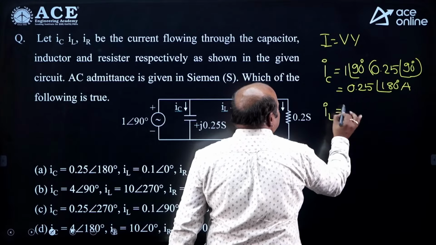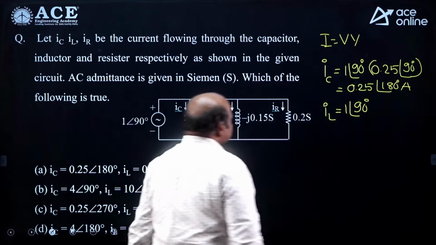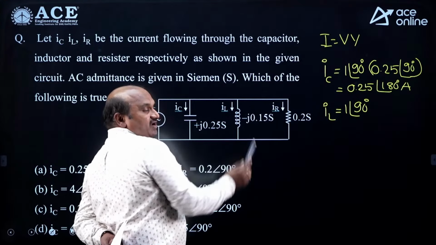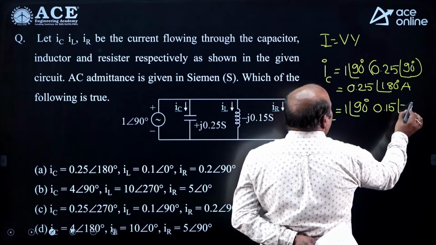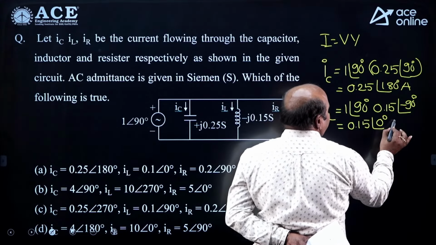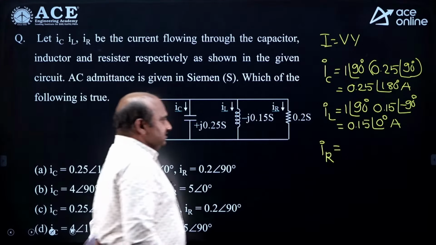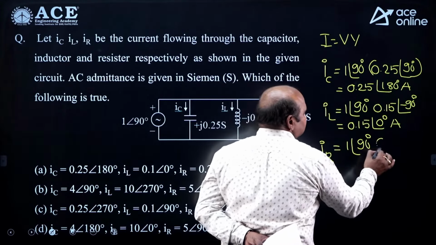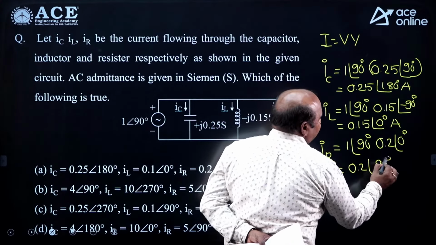Coming to IL, in a similar way we can take it. The applied voltage is 1 at an angle 90 degrees and the admittance provided here is minus j 0.15 Siemens, which is 0.15 at an angle minus 90 degrees. Here we are getting 0.15 at an angle 0 degrees amperes. Coming to IR, same formula, V into Y, that is 1 at an angle 90 degrees into 0.2 Siemens, that is 0.2 at an angle 0 degrees, so 0.2 at an angle 90 degrees amperes.